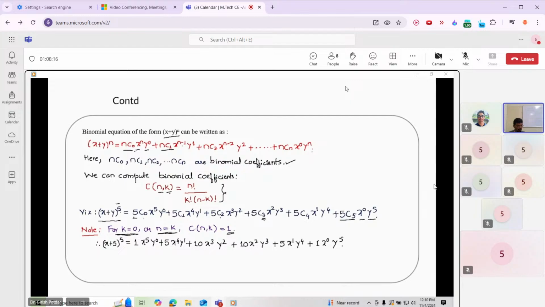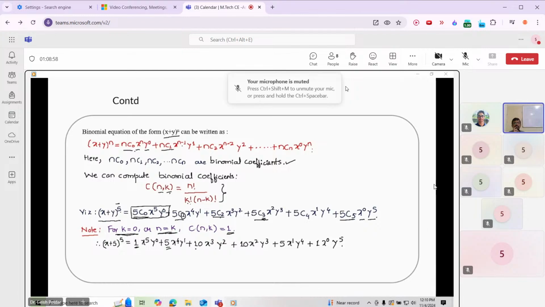We can find out each of these: 5C0, 5C1, 5C2, 5C3. Here 5C0 means the k value is 0, so it directly turns out to be 1. So the first term yields 1 into x raised to 5 y raised to 0. Now 5C1 is equal to 5 factorial upon (5 minus 1), that is 4 factorial, into k factorial, where k is 1, 1 factorial. So that turns out to be 5 x raised to 4 y raised to 1.